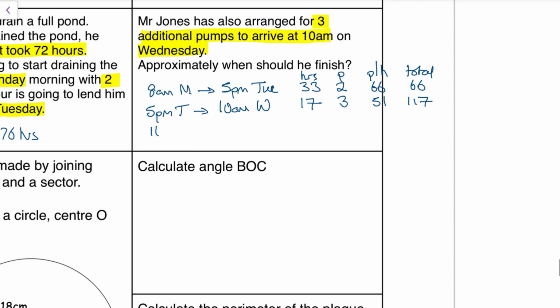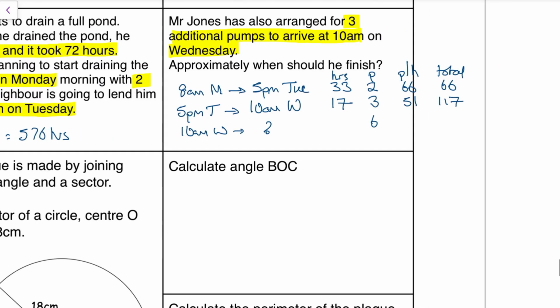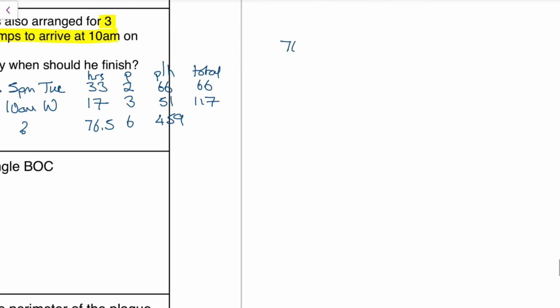Okay, then at 10 a.m. on Wednesday to I don't know when, he's now got an additional 3 pumps. He's now got 6 pumps. And he needs to do, well, actually, I need that number, don't I? So it's 576 minus 117, which is 459 pump hours. Now, 459 hours divided by 6 is 76.5 hours. Okay, next step, I need to convert 76.5 hours into days. So divide by 24 is 3 days.